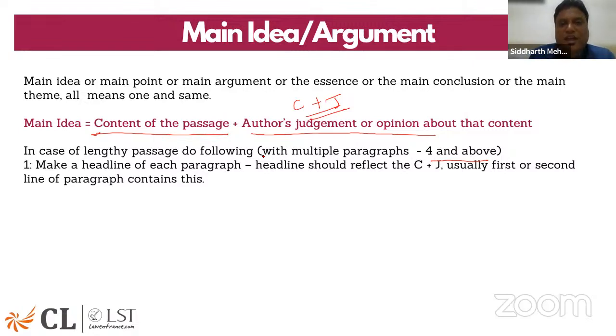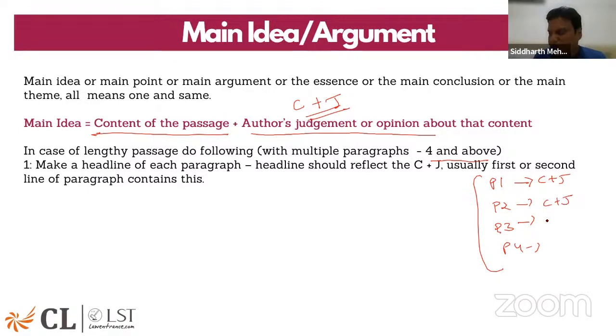So for example, if there is one particular passage and that passage has four paragraphs, P1, P2, P3 and P4, right? So if I have to identify the main idea of this entire passage, what I can do is I can identify the main idea of the first paragraph, second paragraph, third paragraph. So what we are saying is C plus J of the first paragraph, that is content plus judgment of the first paragraph, content plus judgment of the second paragraph, content plus judgment of the third paragraph, and content plus judgment of the fourth paragraph.